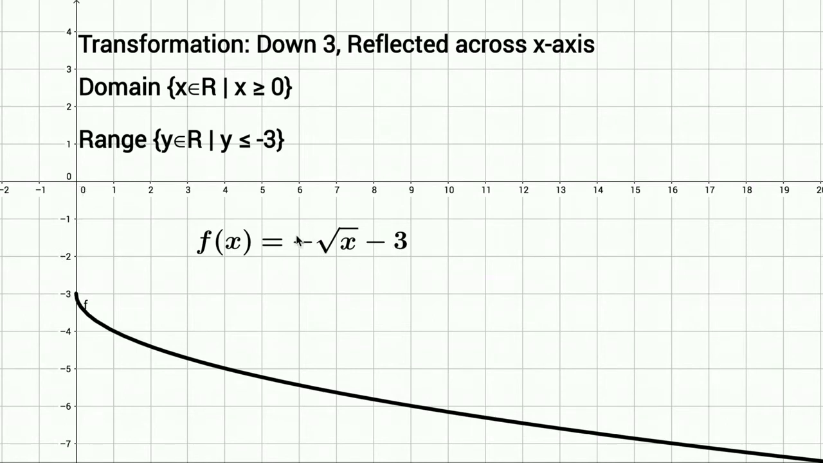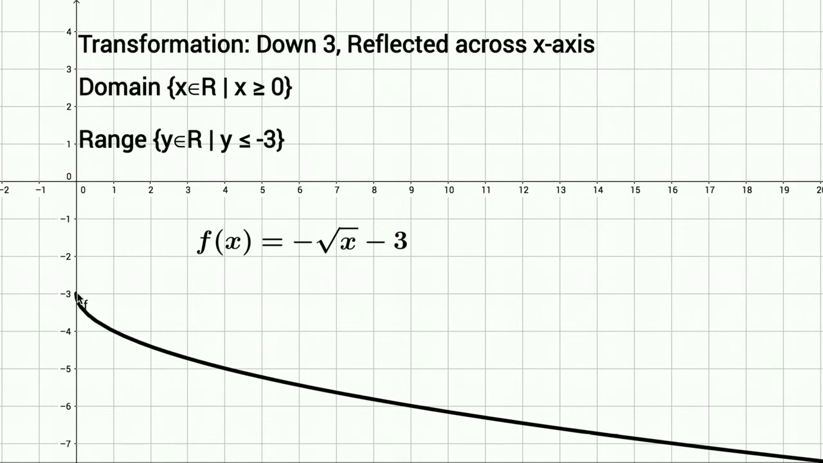How about the negative? The negative is telling me it's going to reflect. Since I moved everything down by 3 units, the x-axis has been moved down by 3 units as well. So the new x-axis is going to be y equals negative 3. Everything is being reflected. So how do I do the graphing?